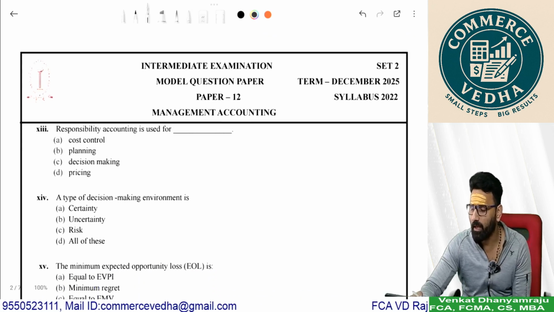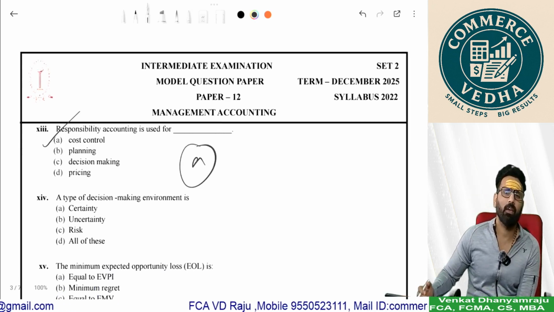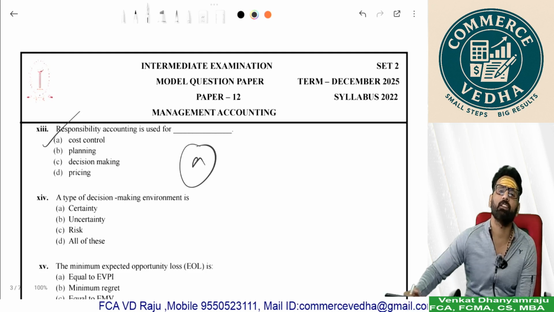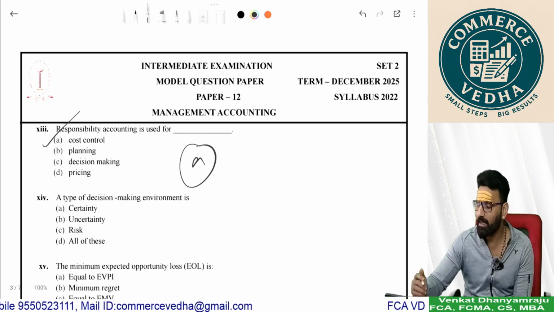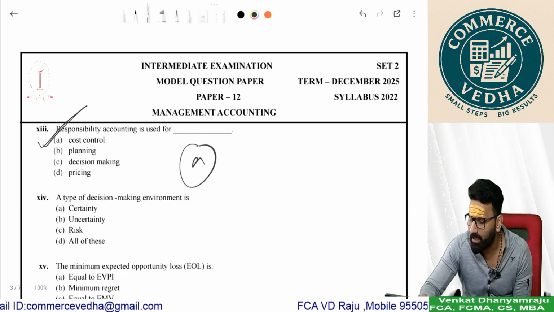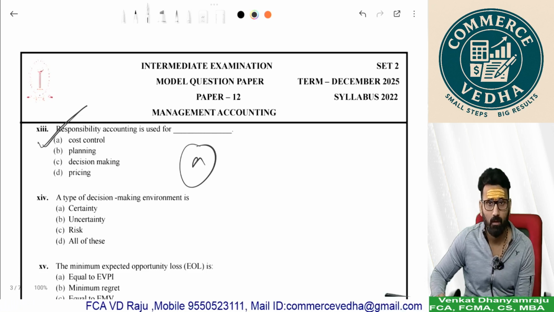Responsibility accounting is basically used in cost control. Simple. No need to discuss. We are making cost centers, making everybody responsible for the cost and profit. Cost centers, profit centers. So basically, responsibility accounting is mainly for cost control.